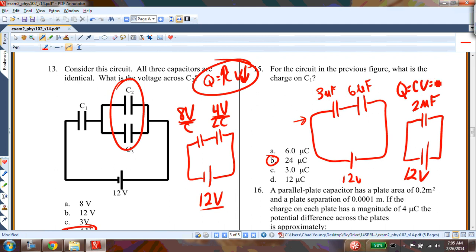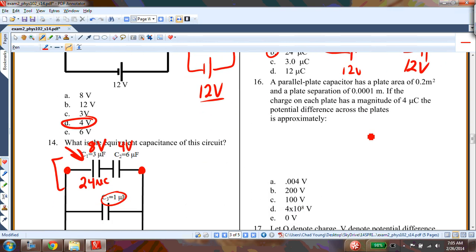Q is CV. That's going to be 24 microcoulombs. And capacitors in series all have the same charge. So each of these, the 3 and the 6 microfarad capacitor, are going to have 24 microcoulombs. And then since I know they each have 24 microcoulombs, I can find the voltage, which is Q over C, and I'll get the result that we had before. 24 over 3 is 8 volts, and 24 over 6 is 4 volts. So it's a different way of getting the answer, but it's a little more circuitous.